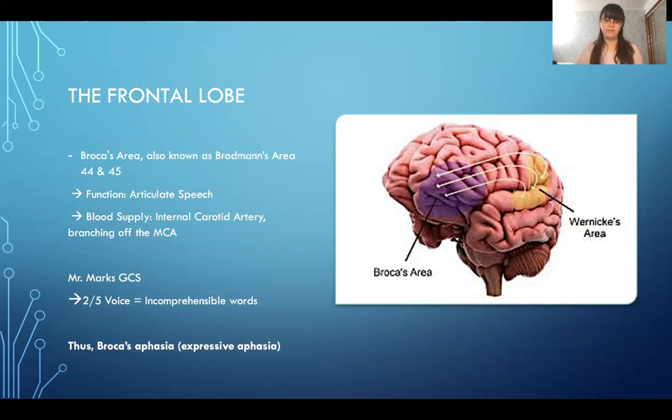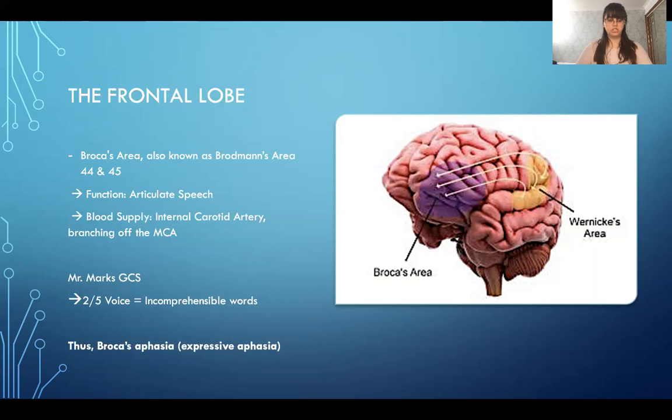branching off the MCA. Another area known to correlate with Broca's area is Wernicke's area, located within the temporal lobe and is responsible for comprehension of language. We can suspect that Mr. Marks has Broca's aphasia as his words are incomprehensible, but he's still able to obey commands, supported by a GCS motor score of 6 out of 6.